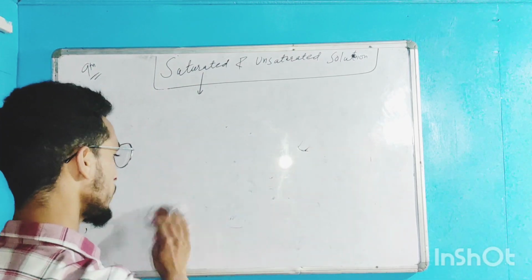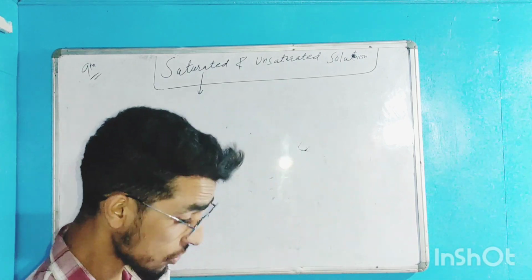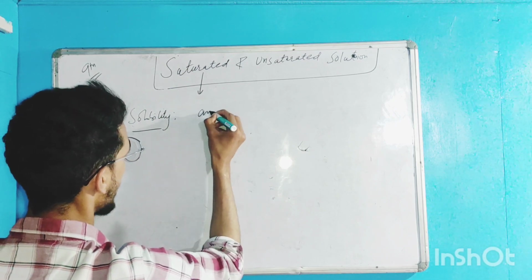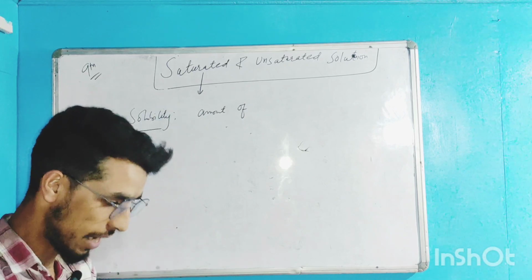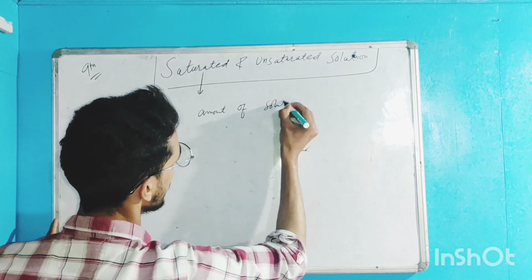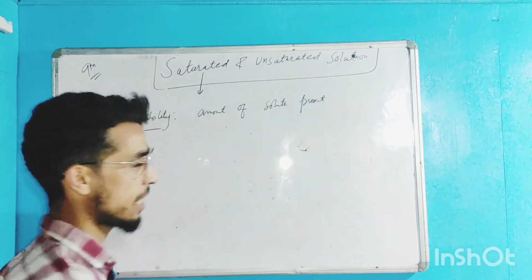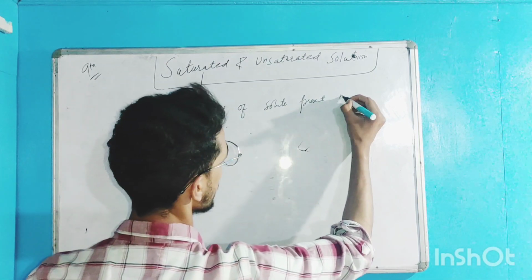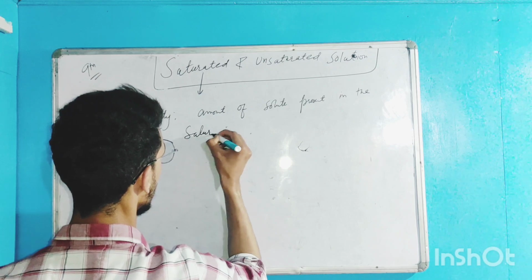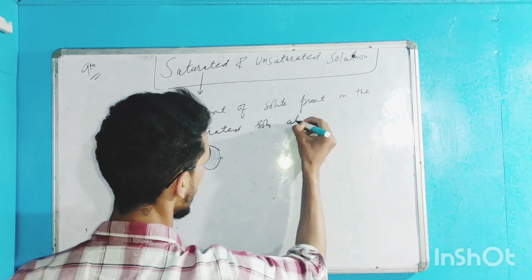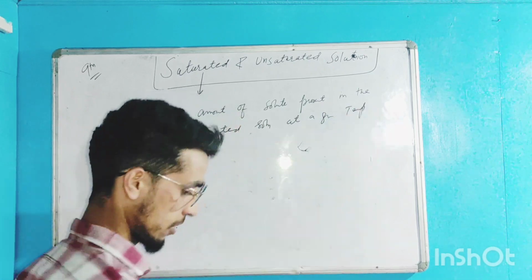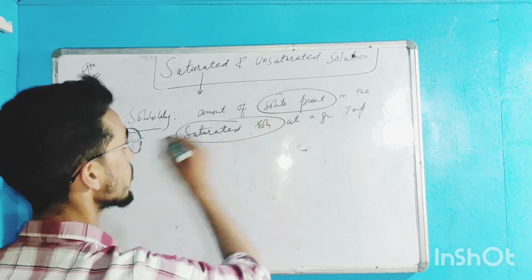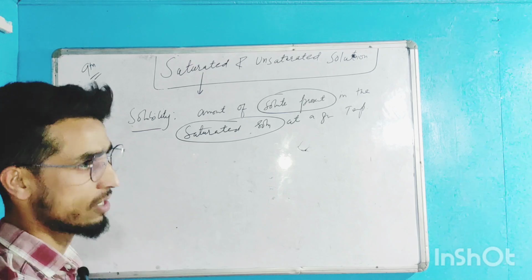Now what is solubility? Solubility is the amount of solute present in a saturated solution at a given temperature. So ek temperature pe solubility kya hogi? Us solute, kitne solute particles present honge kisme? Ek saturated solution mein. Ab ye temperature pe hi to depend hai, because at a certain temperature solubility kuch hogi.